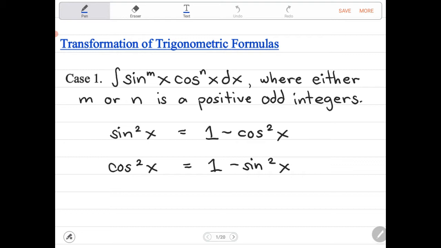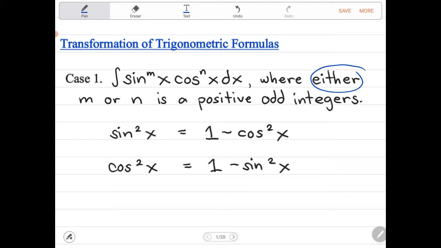So, case 1, the integral of sine raised to mx cosine raised to nx dx where either m or n is a positive odd integer. So, the keyword here is either. So, kahit alin daw dun sa m or n, so meaning exponent ng sine or cosine is a positive odd integer. If we say odd integers, they are the numbers that is not divisible by 2.